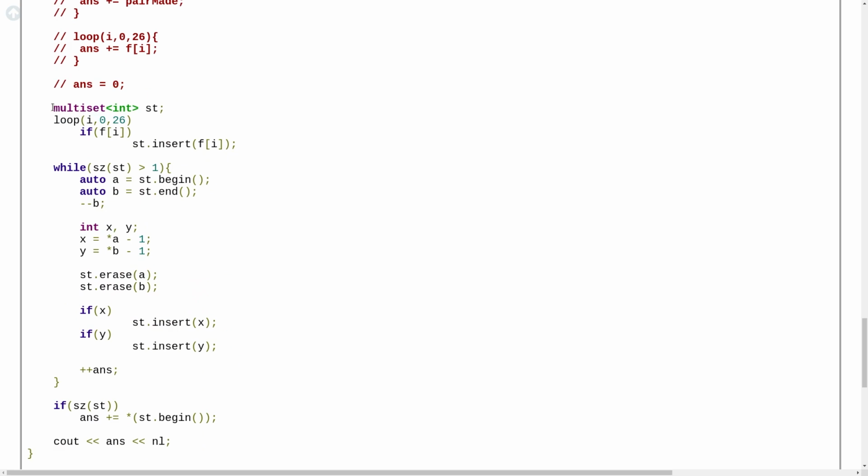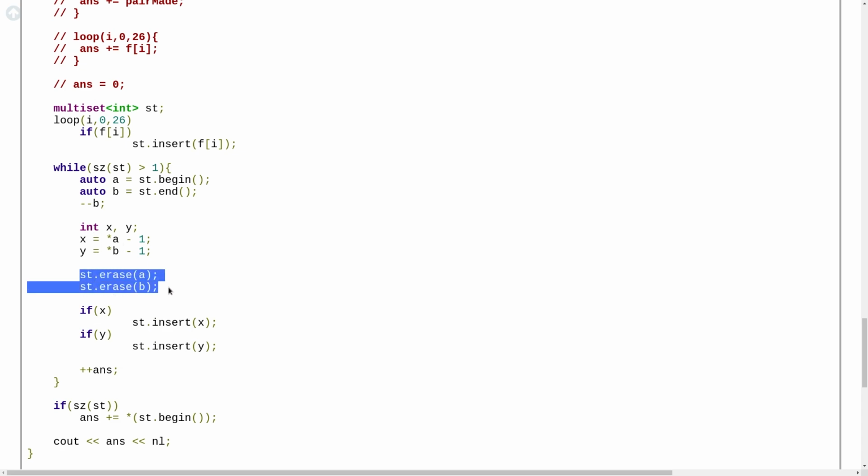Now I create a multiset, and if the current value is non-zero, I insert it into my multiset. While the size of the set is greater than 0, I take the first element and the last element. Since the ending pointer points to one location after the ending position, I decrement my ending pointer. I take two variables x and y, with the values of the first element and last element, and I decrement both of the values by 1.